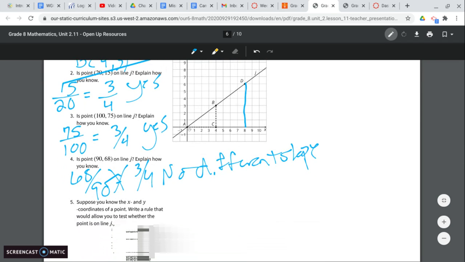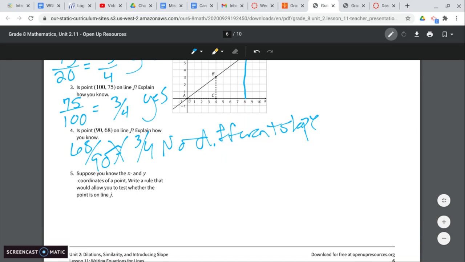Suppose you know the x and y coordinates of a point. Write a rule that would allow you to test whether the point is on line J. So the quotient of the y coordinate and the x coordinate has to be 3/4. That describes the relationship on a line for every point but 0, 0, because obviously 0, 0 isn't going to work. So y over x.